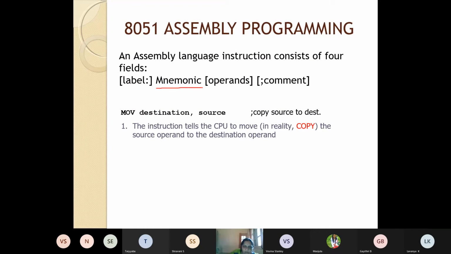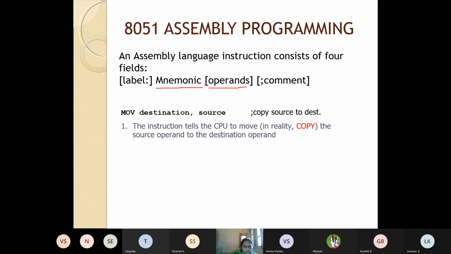Whenever we say assembly language programming, it consists of a mnemonic, which indicates the operation to be performed, followed by the operands. The operand may be zero, one, or two operands. In some cases no operand is present, in some cases only one operand is present, and in some cases two operands are present. Whatever is given in square brackets is optional.